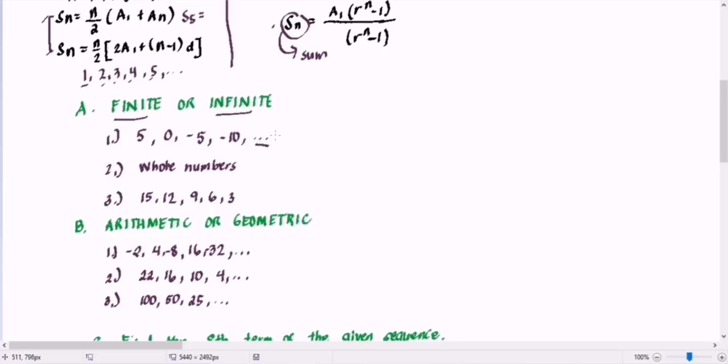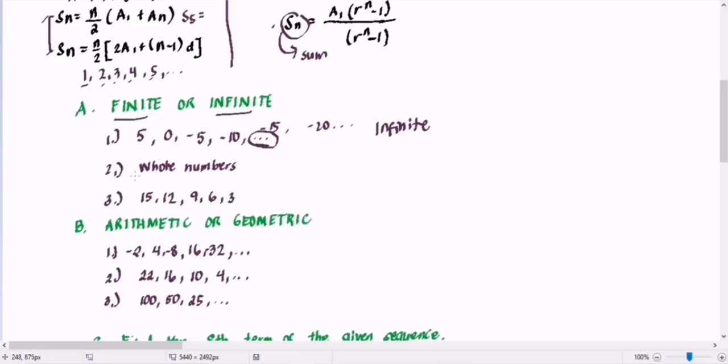Tuloy-tuloy pa. Okay? Kung mapapansin nyo yung pattern, 5, naging 0, bumaba, naging negative 5, naging negative 10. Ang kasunod dyan ay negative 15, negative 20, etc. Kasi nga meron tayong ellipses. Okay, that means continuation. So, in number 1, the answer is infinite.